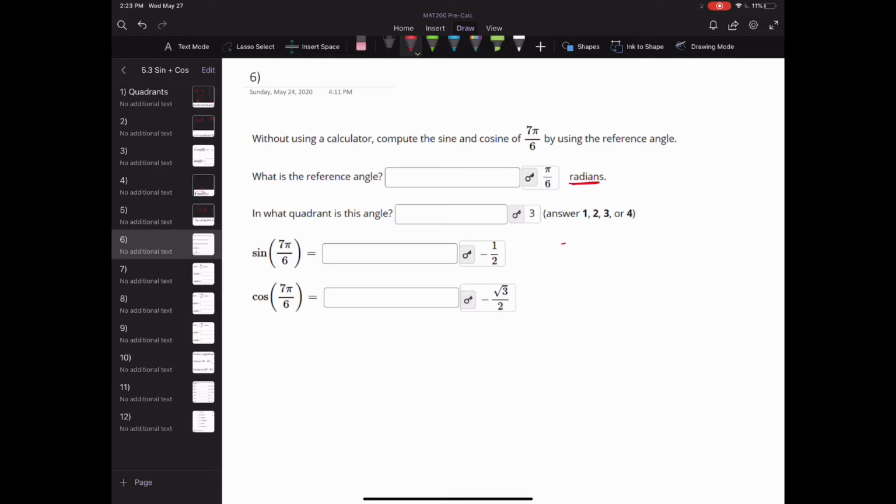Let's convert the 7 pi over 6 radians to degrees. So that's times 180 over pi. Pi's cancel. 6 into 6 is 1. 6 into 180 is 30. So this is 210 degrees.